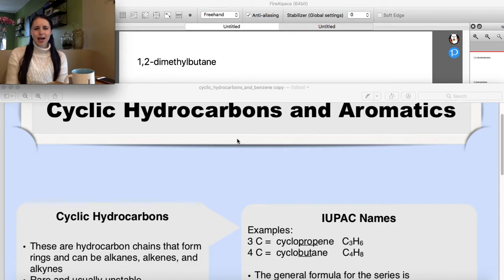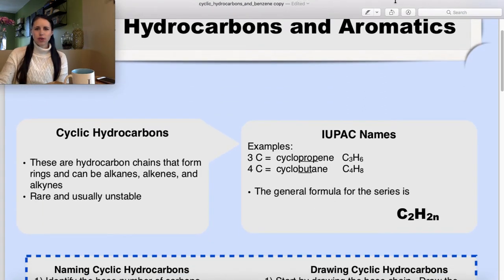Morning, guys. Today we are going to be looking at cyclic hydrocarbons and aromatics. While it may seem like two different categories, really aromatics are just a special kind of cyclic hydrocarbons. If I was going to define a cyclic hydrocarbon, I would say that they're hydrocarbons that form ring structures.